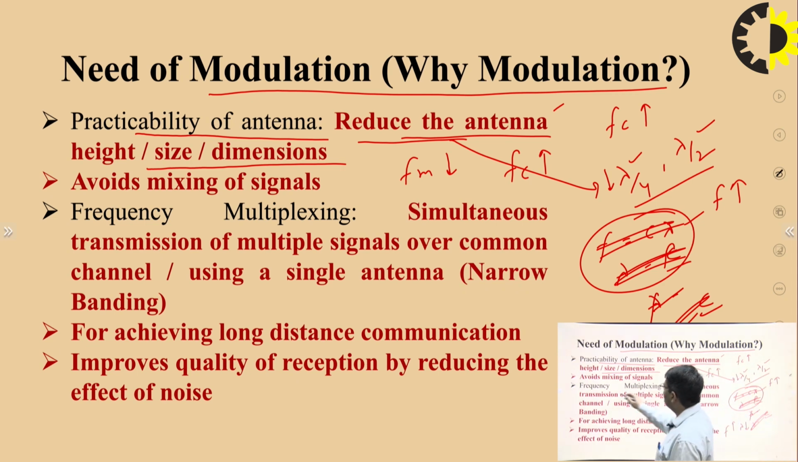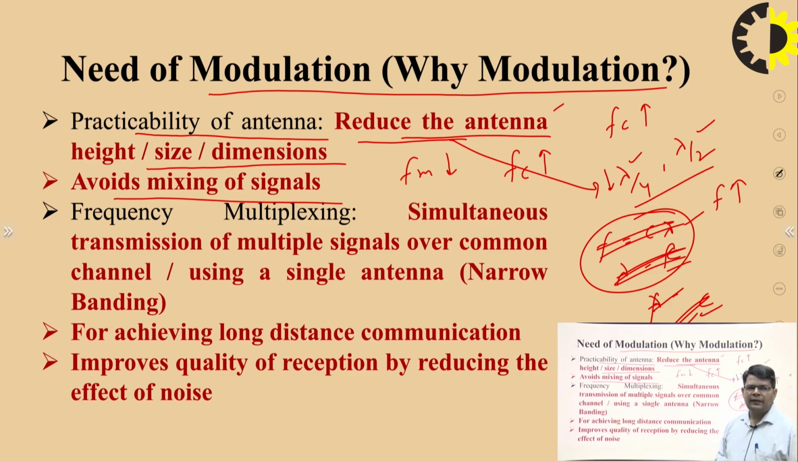Then another advantage is it avoids intermixing of signals. For example, generally the audio signals lie in the same range. If we directly transmit those two signals, they will intermix with each other. To avoid this intermixing, we use the modulation process and we transmit these using different carrier frequencies FC1 and FC2. So if we use a different carrier frequency for the two signals, then there will be no intermixing of signals.